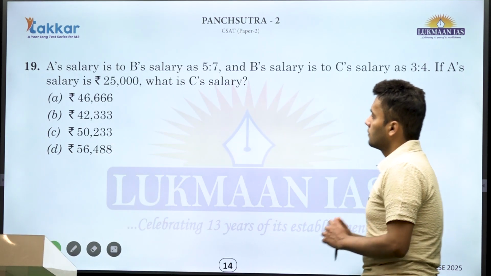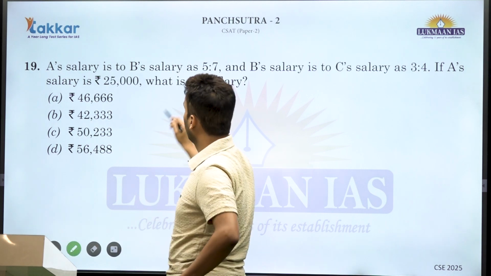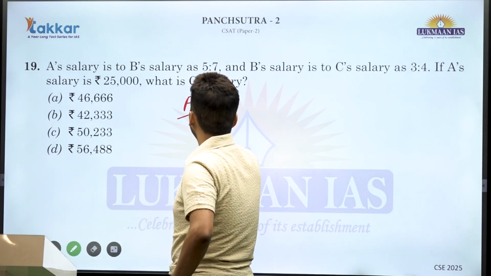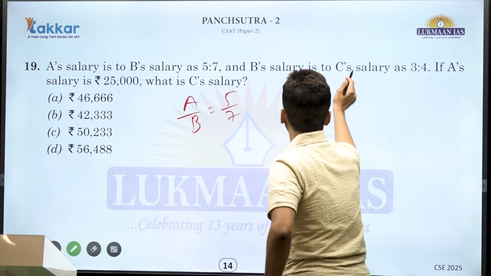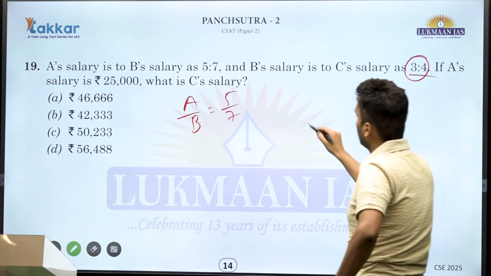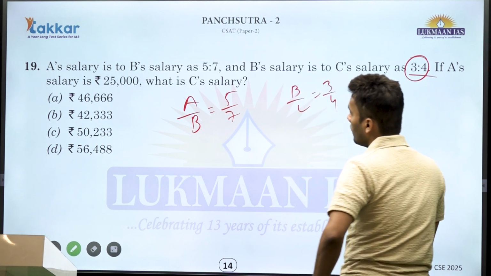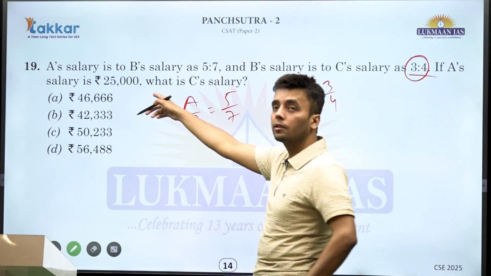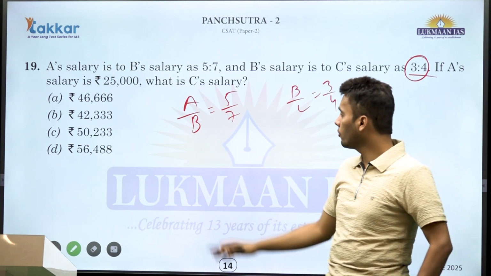Now, A's salary to B's salary is 5:7. Here we are given A's salary to B's salary is 5:7, and B's salary to C's salary is 3:4, so B by C is 3 by 4. If A's salary is 25,000, now we are given the salary of A, so from this we can deduce the salary of B also.